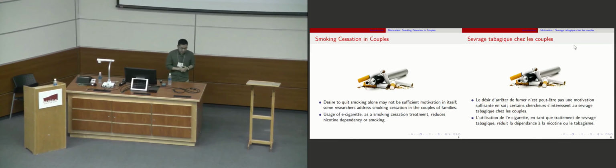As an illustration, our motivating example is a real-world application in smoking cessation studies. A lot of studies have focused on the idea that the desire to quit smoking alone might not be sufficient motivation in itself. So some researchers address smoking cessation in couples or families. Meanwhile, much of the literature suggests using e-cigarettes as a smoking cessation aid to reduce nicotine dependence or smoking.